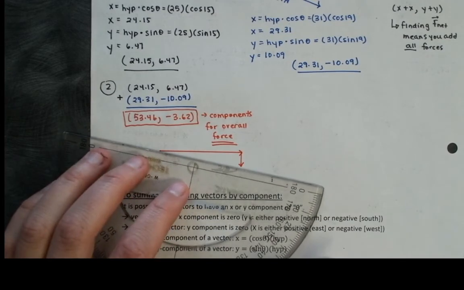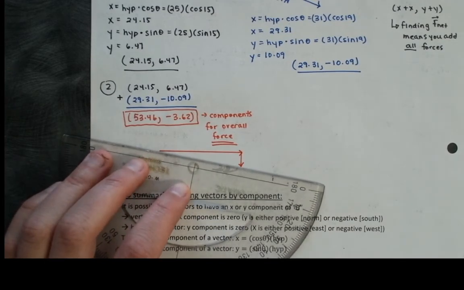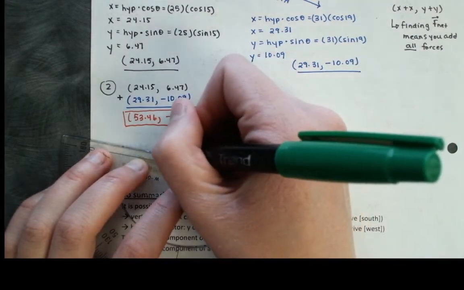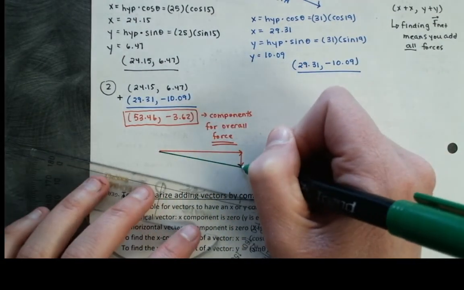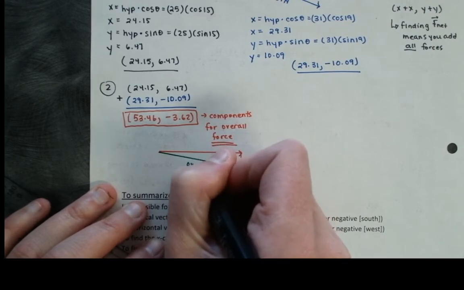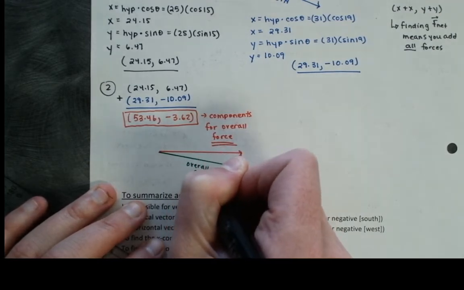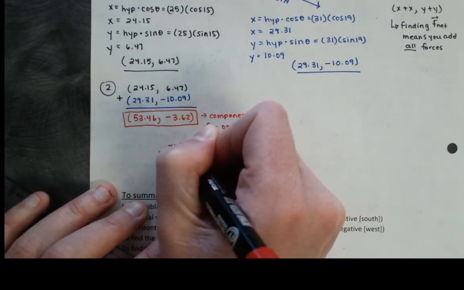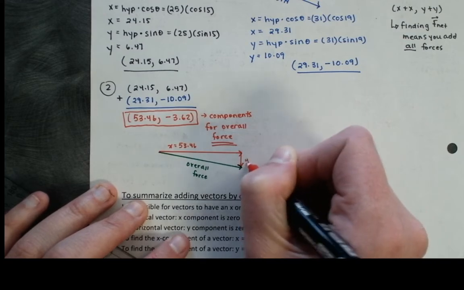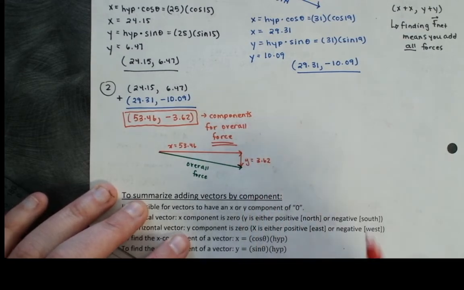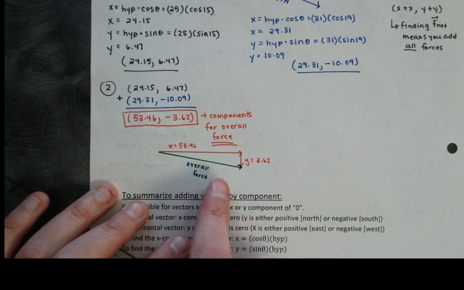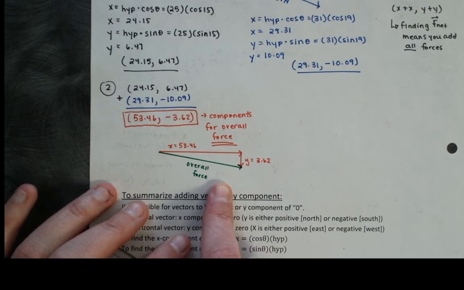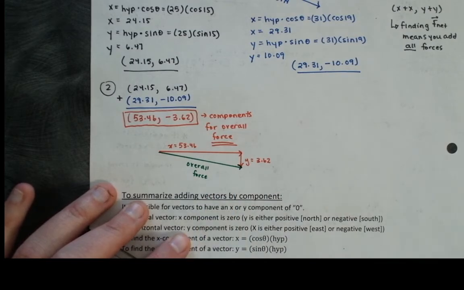So our overall force is described by these components, but what we're going to do is actually find the magnitude or the amount. This is the overall force. This is our x, which is 53.46. This is our y, which is 3.62. We need to find this side of our triangle. How are we going to do that? Pythagorean theorem. This angle we are also going to need to find.